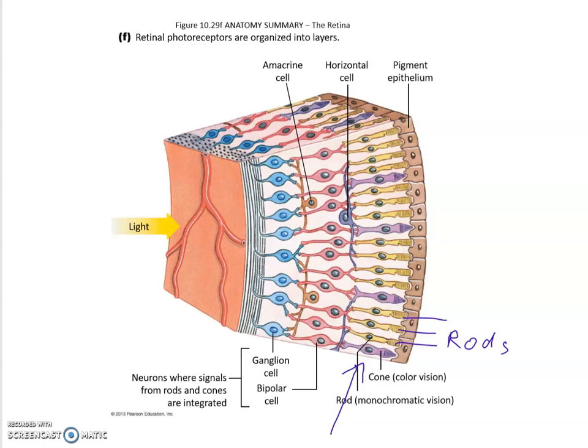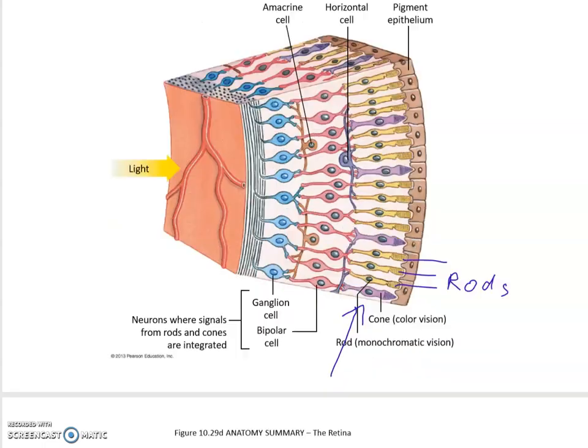Now rods are much more sensitive, but there's convergence. You see how here these 2 rods converge to this bipolar cell, and then this one here on top of that also converges to this ganglion cell. And so now your brain would have no way of telling from which exact rod the signal came. So with this convergence, you will notice that black and white vision, while it's very sensitive, is not that accurate. So when things get very dim, you're losing quite a bit of visual acuity, and you may have noticed that.